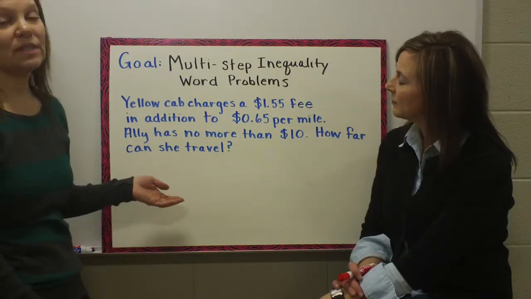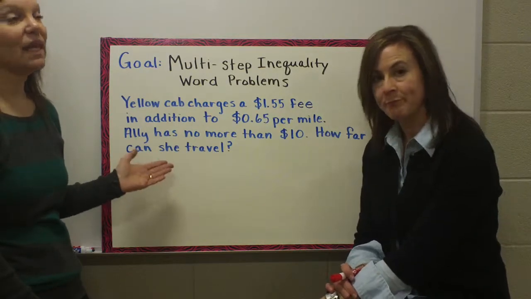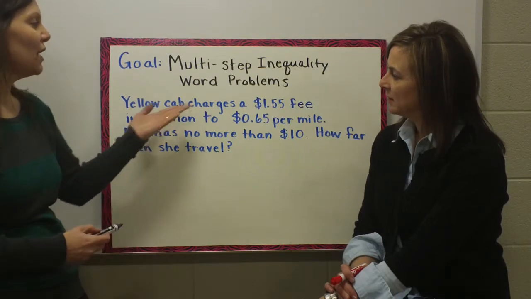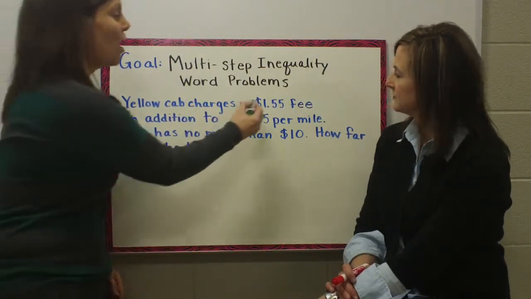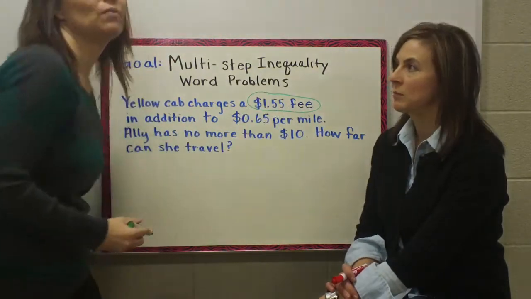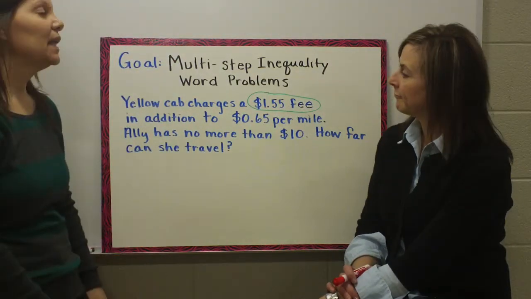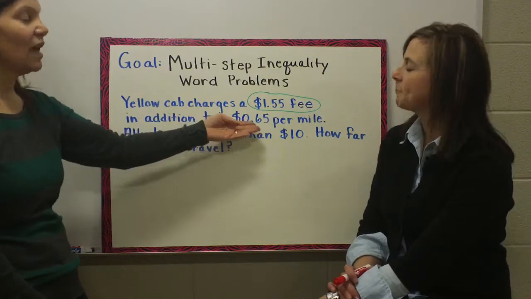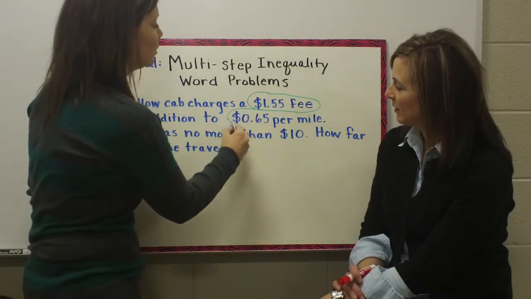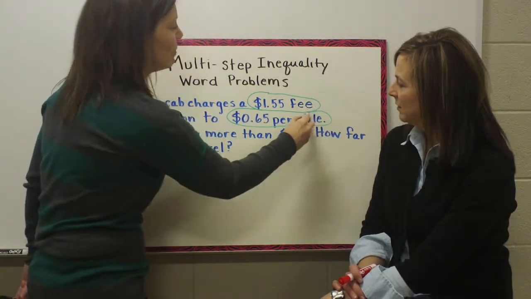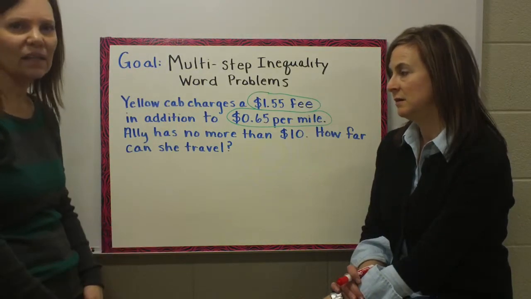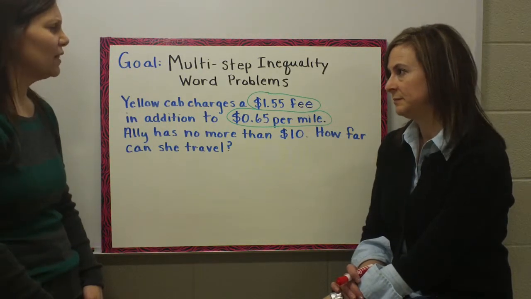We're going to start out just like we did with our other word problems and highlight or circle the important information. So I notice that no matter how far I go, I automatically have to pay a $1.55 fee, whether I go 2 miles or 2 blocks. In addition to that, as I travel, every time I go an additional mile, I have to pay 65 cents per mile. I want to think about what that means, Mrs. Armentrout. So if I was traveling 5 miles, how would I calculate that?